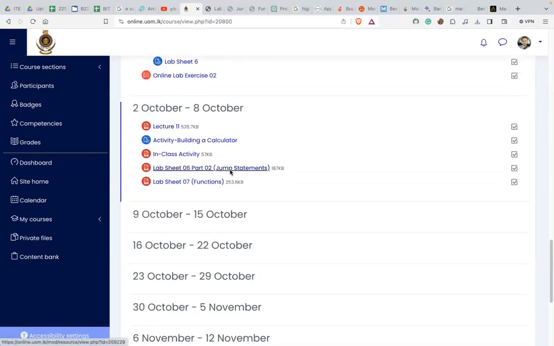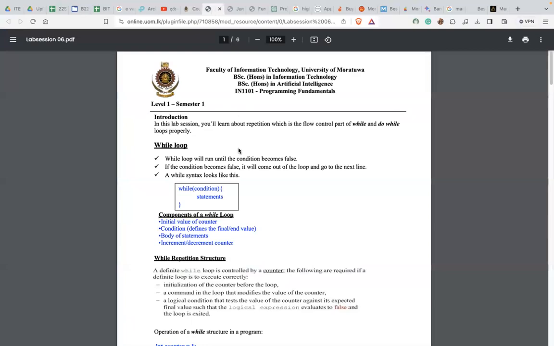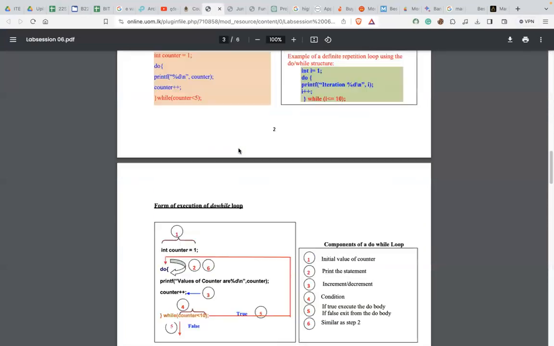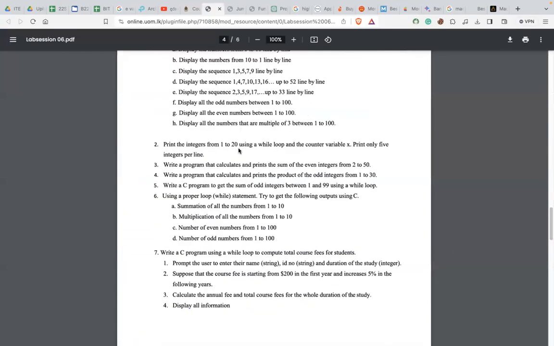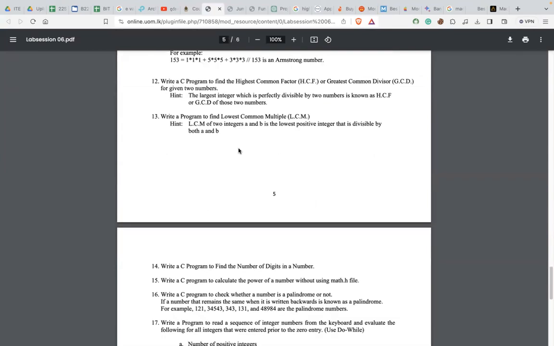Okay, today I am going to cover lab sheet 6 part 2, the jump statement. It is a small lab sheet, as well as lab sheet 7, call functions. Before going to lab sheet 6 part 2 and lab sheet 7, I'm going to explain the questions of the previous lab sheet. I think you already uploaded this question to the Moodle.